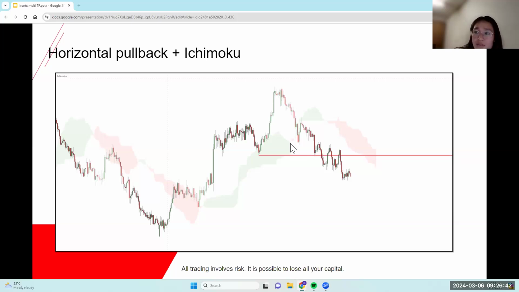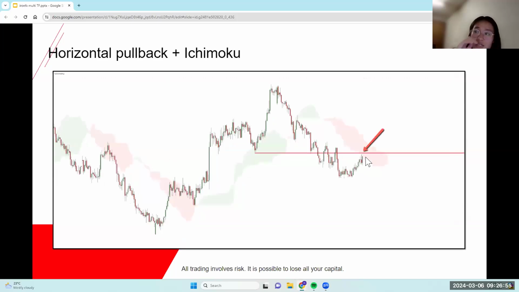So in this case, we have this swing low here, and price bounced off of it. It has broken out of it, surpassed it, and now we're expecting it to come back to that level. Okay, and you can see that's exactly what happened here.